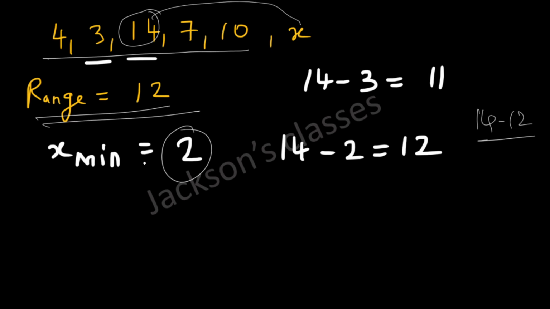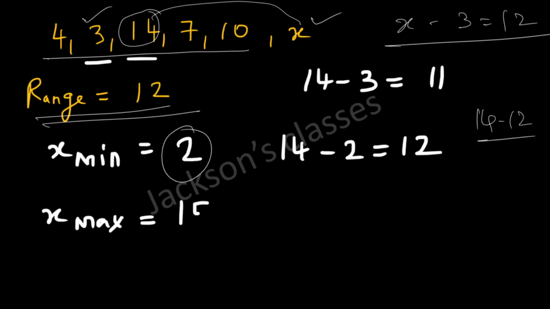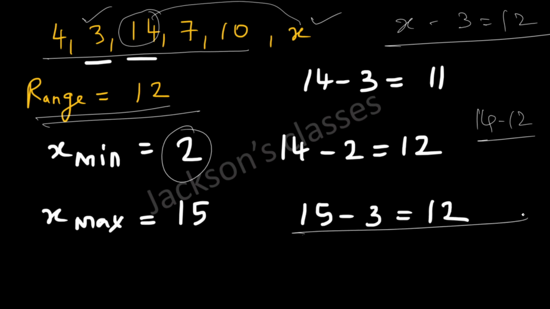Now, what's the maximum possible value for x? The maximum possible value for x will be such that the difference between the least value in this set, which is 3, and x has to be equal to 12. That is, x minus 3 is equal to 12, or in this case, x is equal to 15, right? So the maximum possible value of x is equal to 15. Remember, we are getting this because the range in that case would be 15 minus 3, which is equal to 12. So notice that in both these cases, we are getting the range as 12.